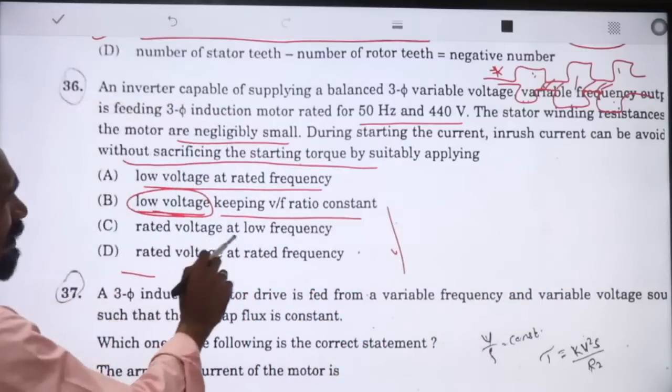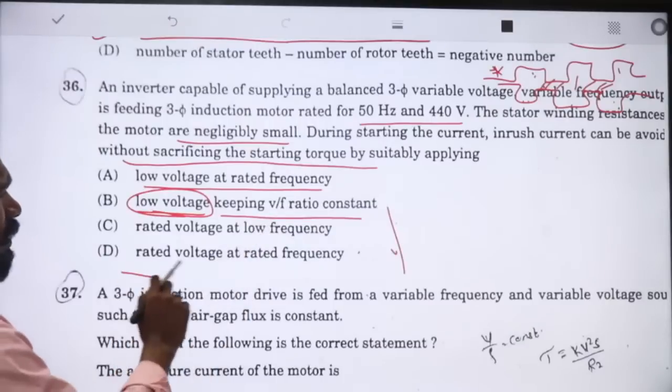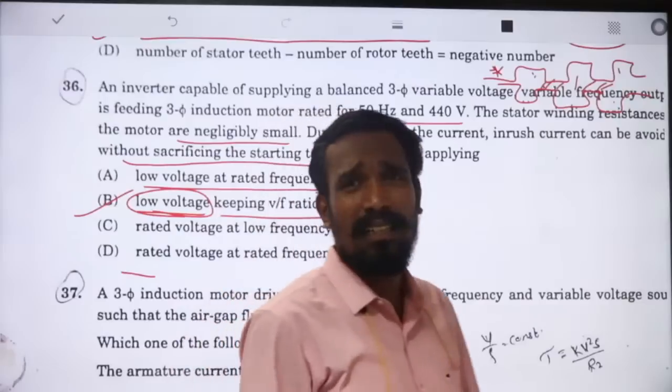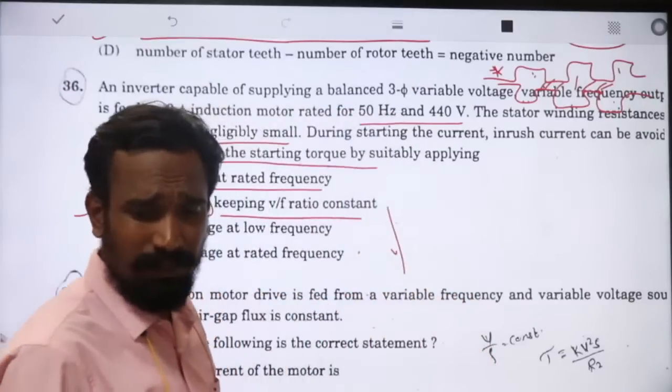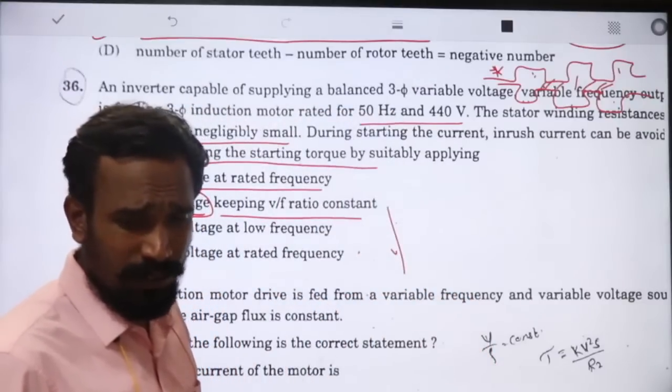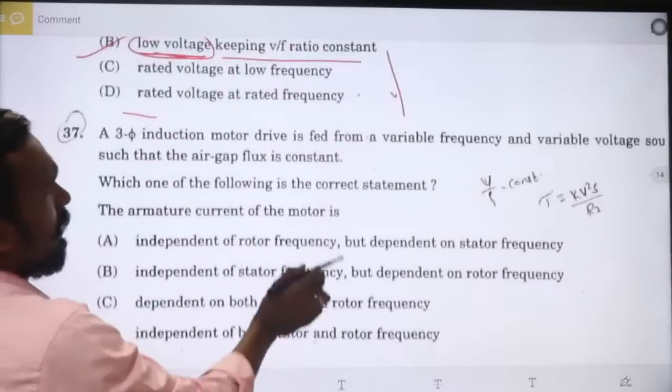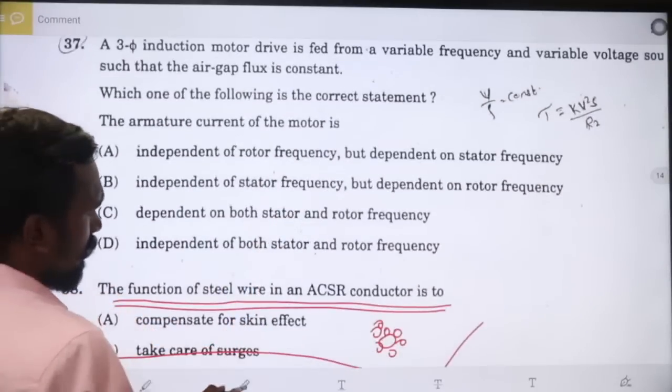So next, rated voltage with low frequency, no. Rated voltage, no. So which of the following is the appropriate, sir? Just by thinking about the concept you can get the answer. Very good, Ramesh. So this is the correct answer in 36 and in 37.